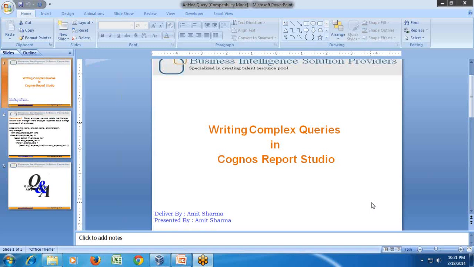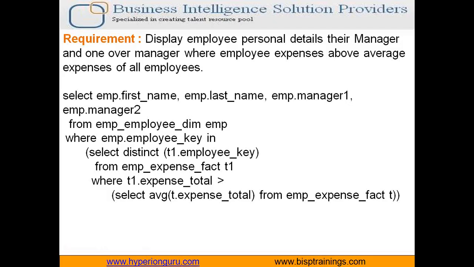Today I am going to show you how to write a complex query in Cognos Report Studio. In order to make it easy to understand, I am going to take one example, and this example we are going to solve using Report Studio. So the requirement is something like this. We need to display all the employee details, employee personal details and their manager, and their one-over manager and his manager, where employee expenses are above the average expense of all the employees.